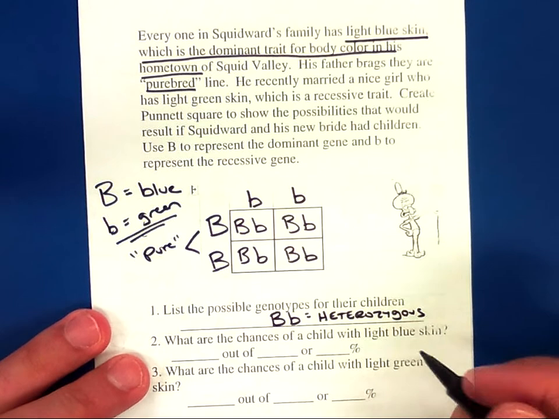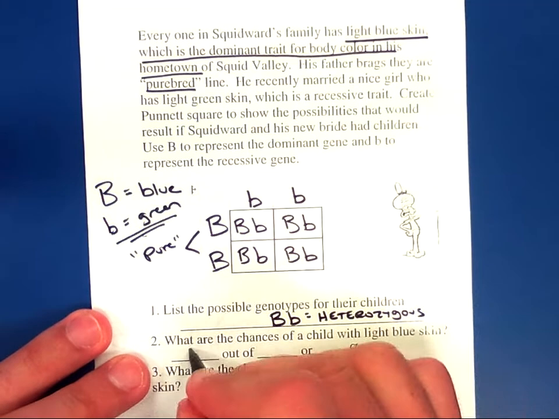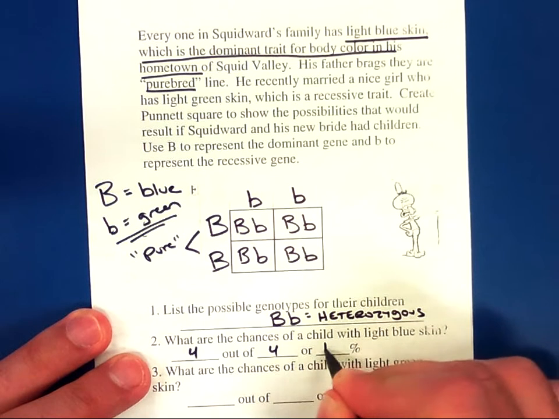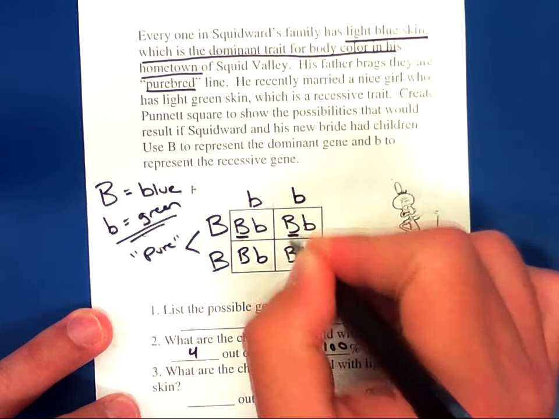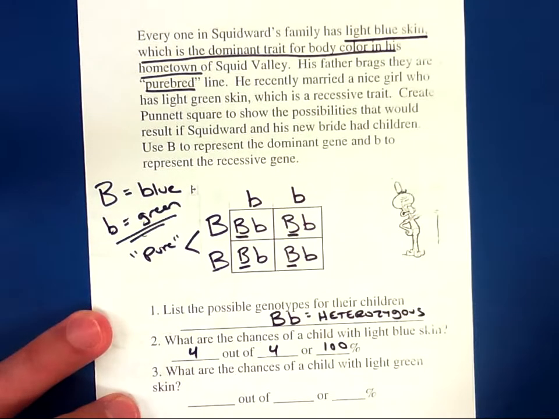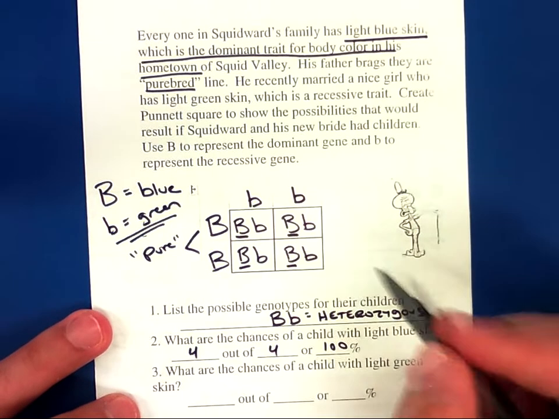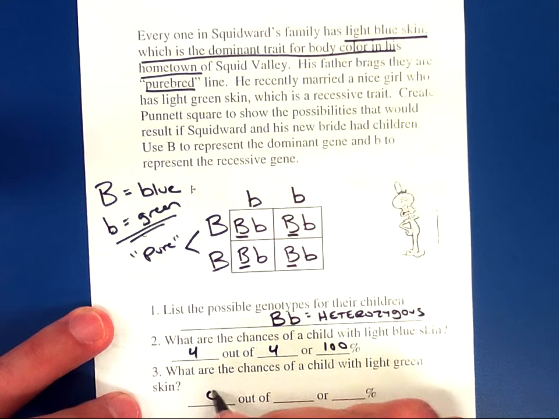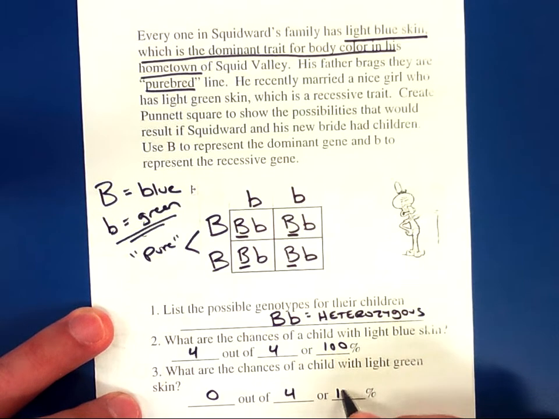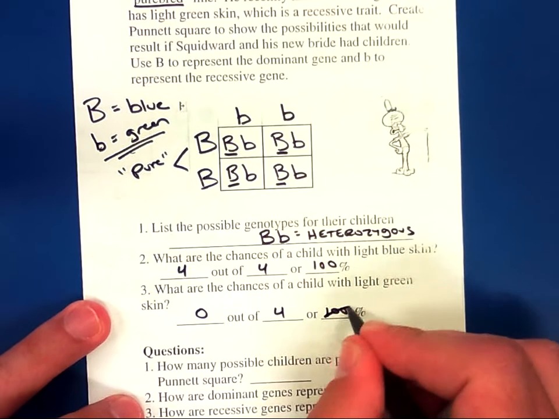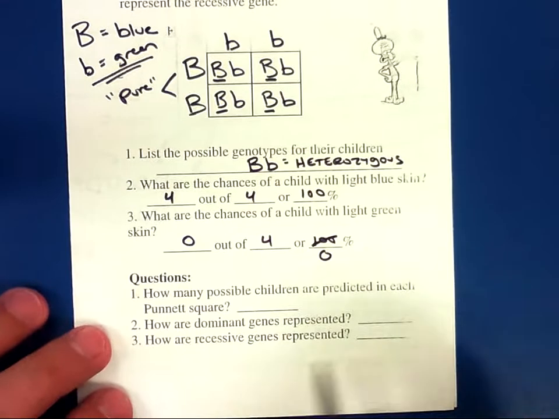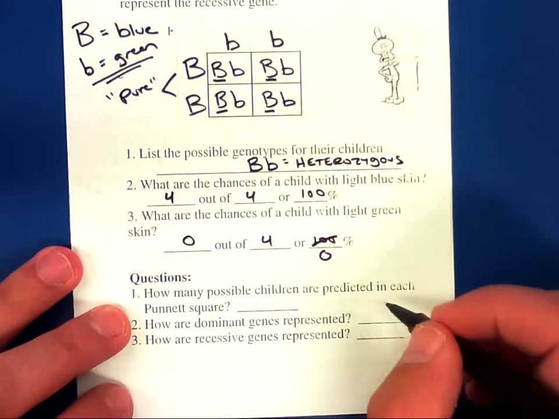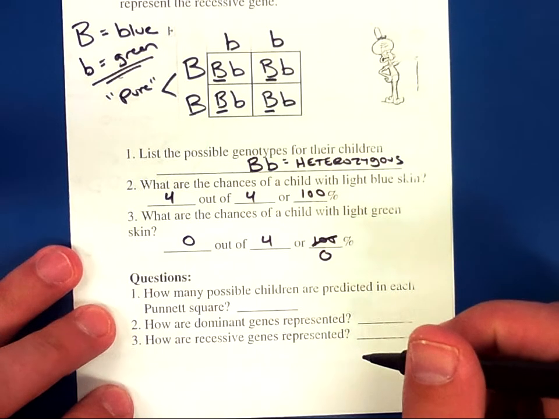So what are the chances of light blue skin? 4 out of 4, 100%, because why? There's a dominant trait in every single box. So that means all of them will come out light blue. So the chance they'll be light green then has to be 0 out of 4, or, sorry, yes, 0%. So, looking at these questions, how many possible children are predicted in each Punnett square?